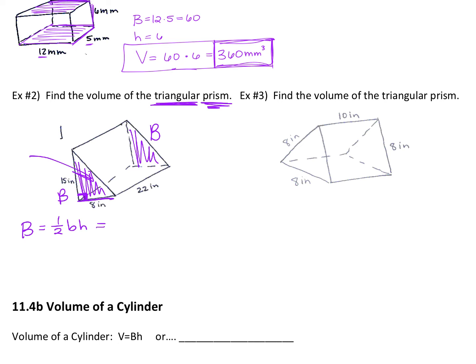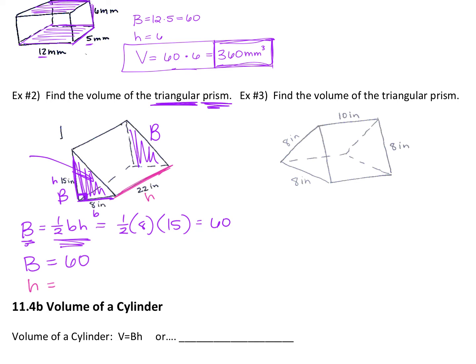If it's a right triangle, your base and your height are the two sides that make the right angle, okay? So if I'm trying to find B, the area of a triangle, it's 1/2 base times height. That would be 1/2 times 8 times 15, okay? That means my capital B, when you plug that in, 1/2 times 8 times 15 is 60, is that right? Yeah. So B is going to be 60. What's H? 22. H is always the distance between your two bases.